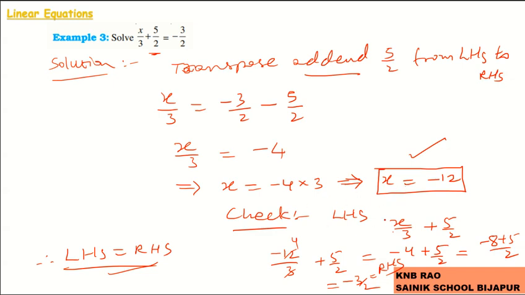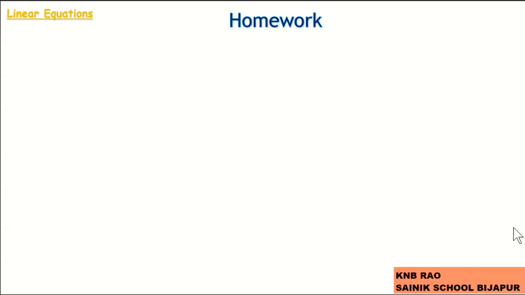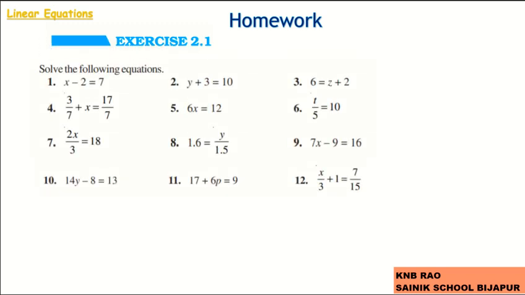Okay students, this is the method of solving linear equations in one variable, where one side has the variable and the other side has the number. Now it's your homework time. I am giving Exercise 2.1 questions. It contains 12 questions. All have a variable on one side and a number on the other side. You have already learned how to solve them. This is your homework.